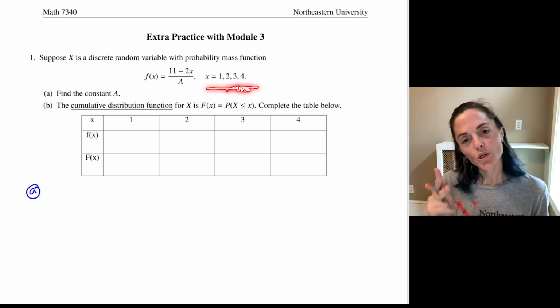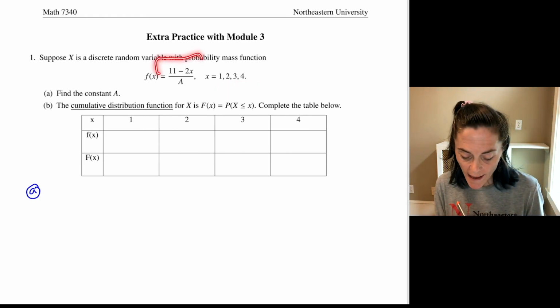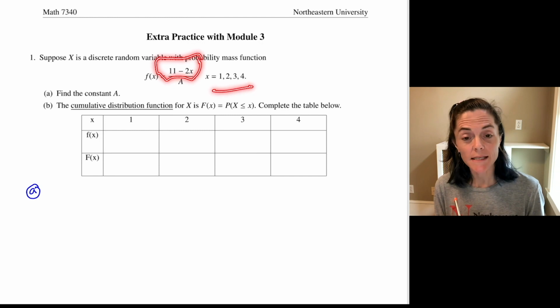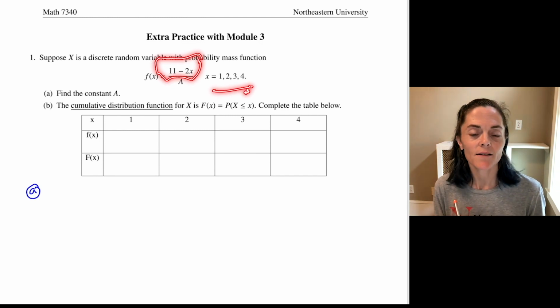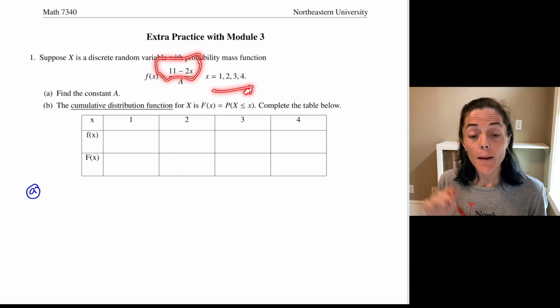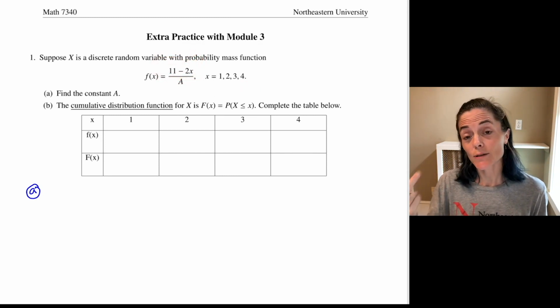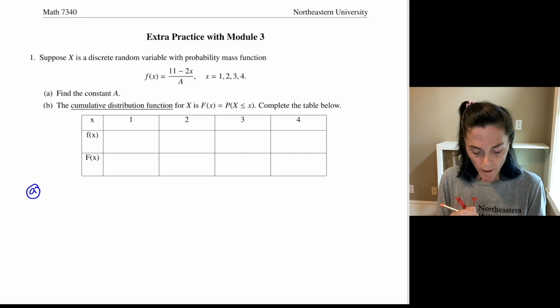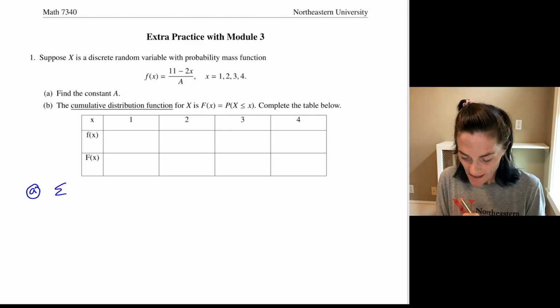Okay, there are two properties. Looking at the numerator, it is always positive. In particular, capital A will need to be positive. But how we can solve it exactly is using property 2. So we know we need the sum, x equals 1 to 4, of f of x to be 1.